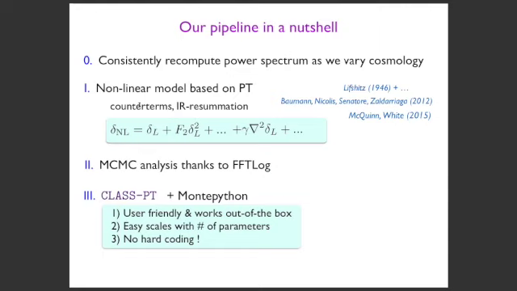Okay, then we have implemented this Taylor expansion with everything, infrared resummation and counterterms, as a module in the CLASS code. And we use the FFTLog method, which allows us to compute the power spectrum super quickly. And as it is implemented in CLASS, now you can take advantage of all the benefits of CLASS, all the virtues. So it's very user-friendly. If you know how to run CLASS, for you it's just pressing a button and you get all the nonlinear spectra. Then it easily scales with the number of parameters.